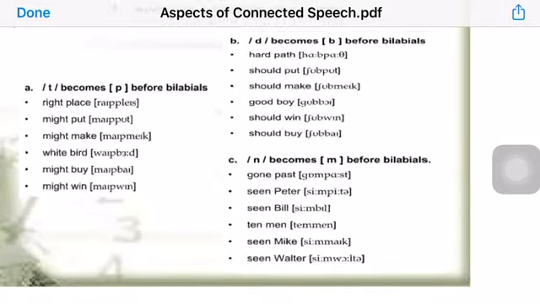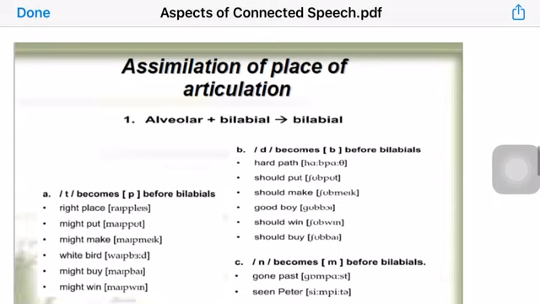Now you don't need to memorize all of these cases. The only thing you need to know is only one example for assimilation of place of articulation.